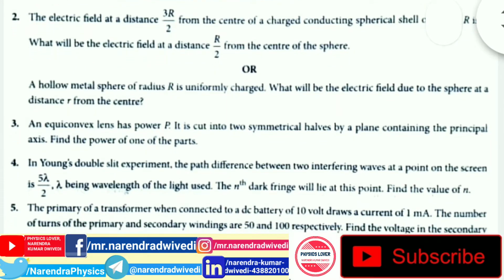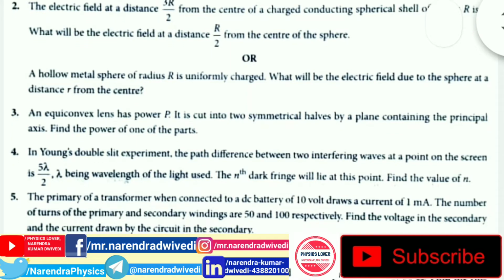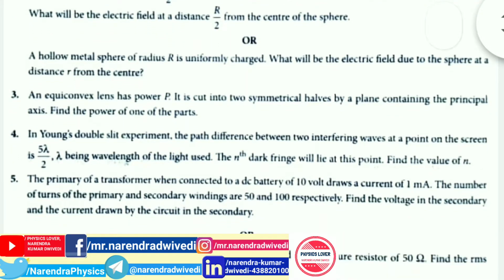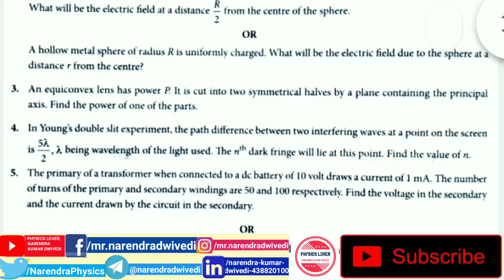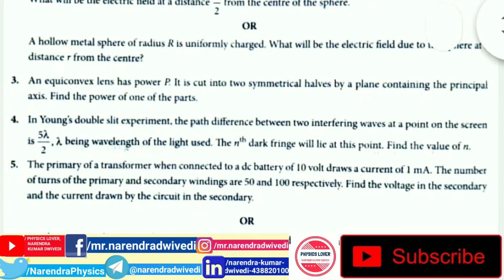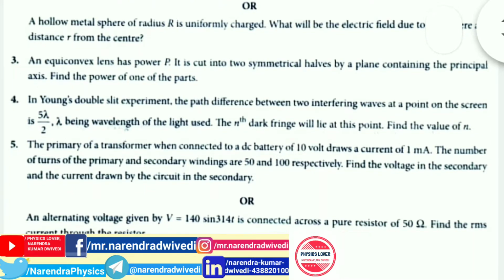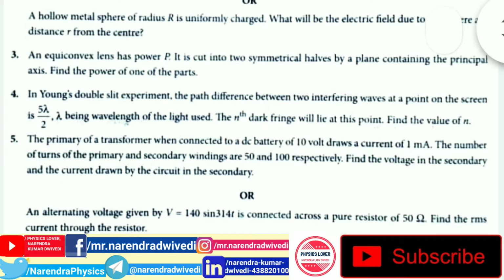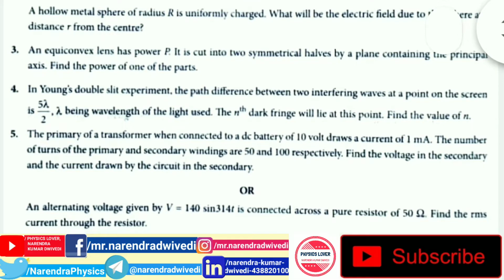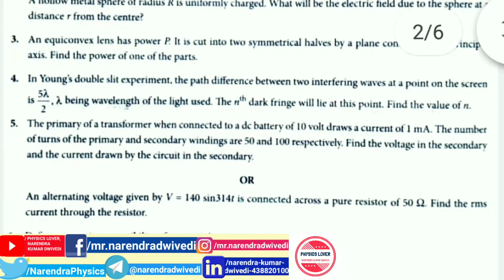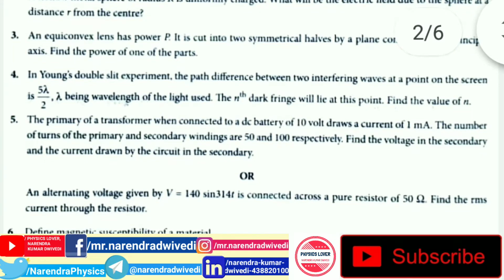Question number 4. In Young's double slit experiment, the path difference between two interfering waves at a point on the screen is 5λ/2, λ being the wavelength of the light used. The nth dark fringe will lie at this point. Find the value of n.